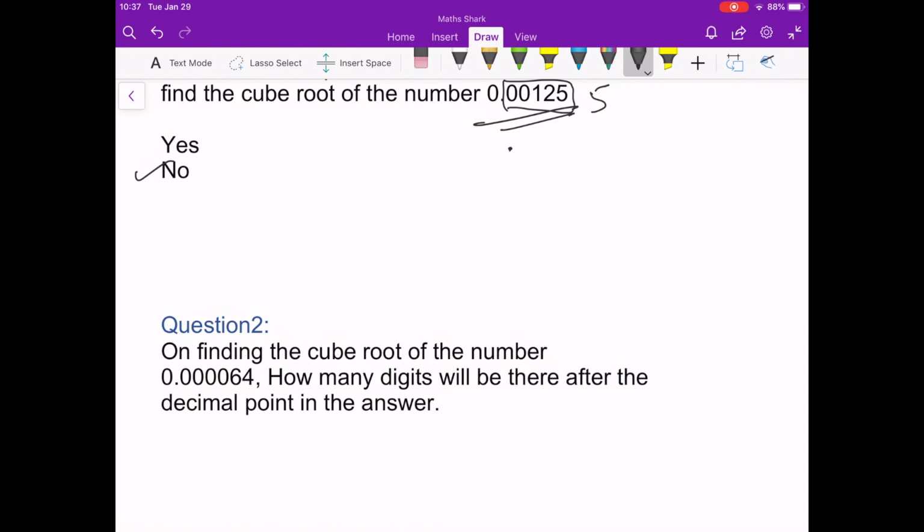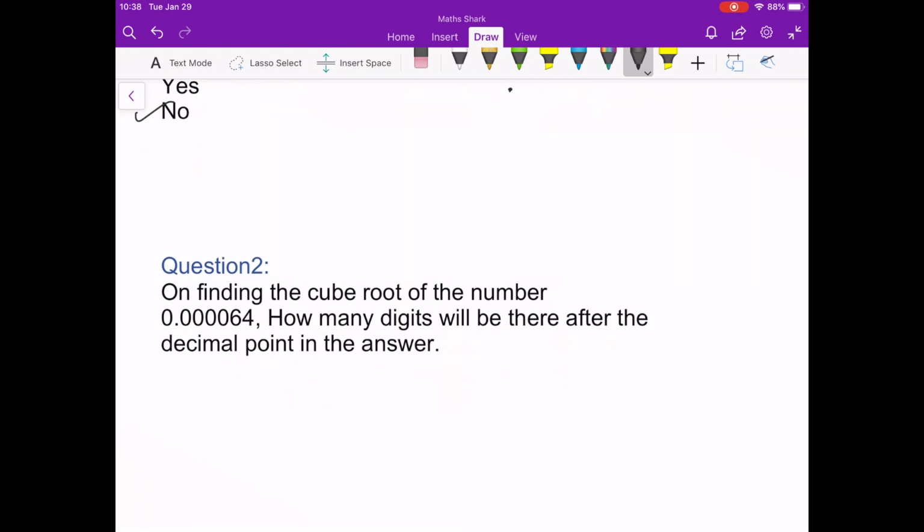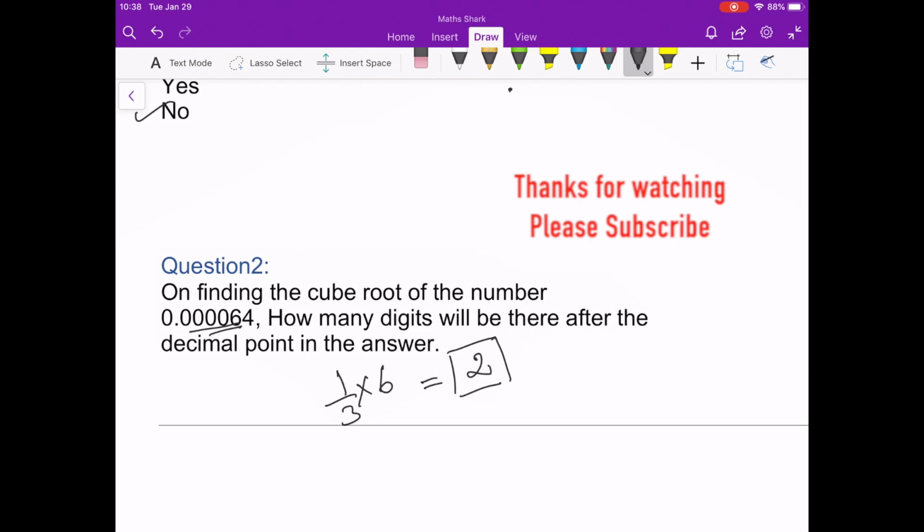Question 2. On finding the cube root of the number 0.000064, how many digits will be there after the decimal point in the answer? The number of digits after the decimal point here is 6. So the answer is going to have 1/3 of 6, that is 2 digits after the decimal point.